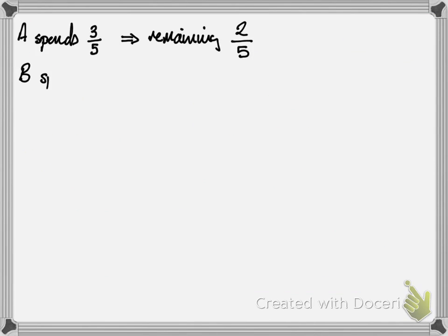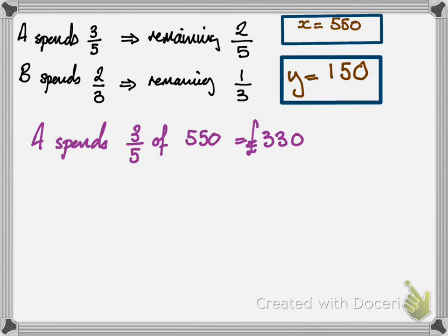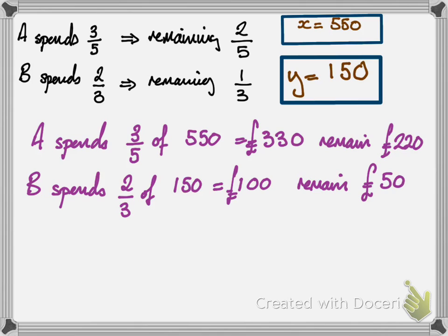So just to recap on everything, A spent 3/5 of the amount of money with a remaining amount of 220, and we now know that A started off with £550. B spent 2/3 of the money with a remaining 1/3. We know that the start amount of money for that person was 150. If A spends 3/5 of 550, then she spent £330 with a remaining 220. And if B spent 2/3 of £150, which is £100, she will remain with £50.